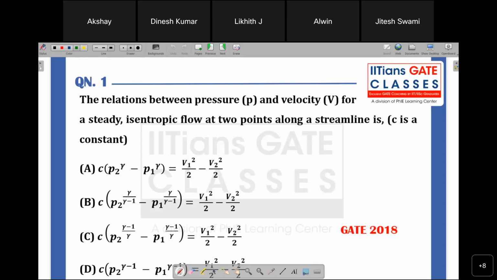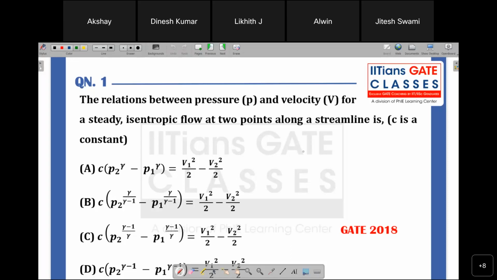Okay, if you have no questions, we can take up a problem which was asked in the 2018 GATE paper. This is a very interesting question. They are asking for the relation between the pressure P and velocity V for a steady isentropic flow at two points along a streamline, where C is a constant.